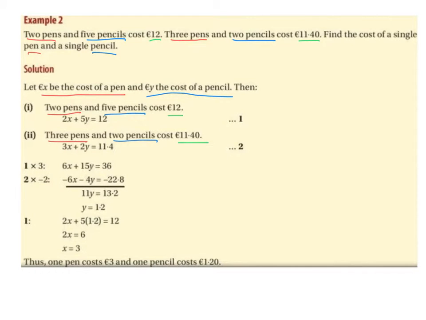So now we have two equations. We have 2X plus 5Y equals 12 and 3X plus 2Y equals 11.4, and we're going to solve them simultaneously. So at the moment we have 2X and 3X and 5Y and 2Y. So we want either the X's to match up or the Y's to match up, so that we can cancel them out. So what we want is to have the same coefficient of X or the same coefficient of Y, but one to be a positive and one to be a minus.